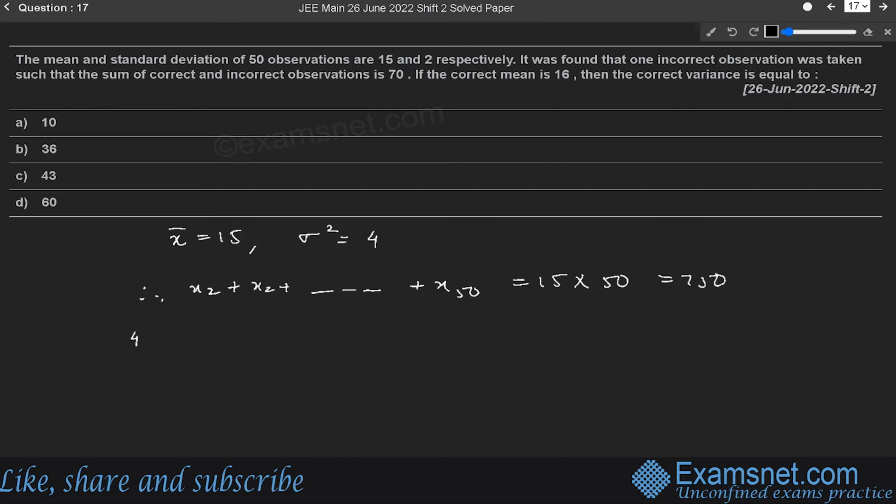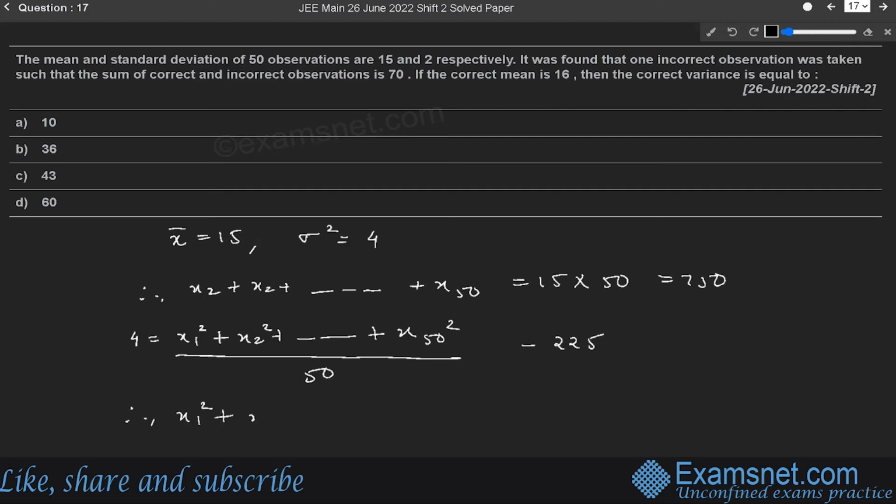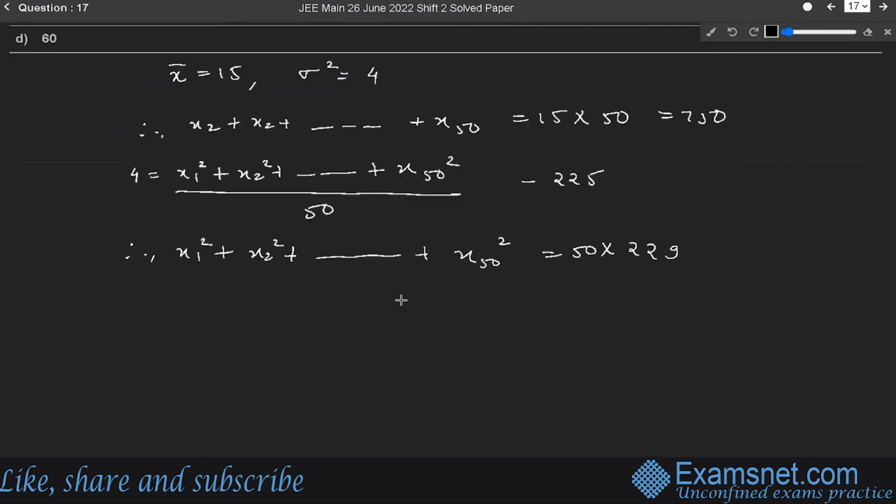Therefore, x1 plus x2 plus so on up to x50 is equal to 15 into 50, which is equal to 750. So 4 will be equal to (x1 square plus x2 square plus so on up to x50 square) divided by 50, because there are a total of 50 observations, minus 225, which is the square of 15. Therefore, we can write x1 square plus x2 square plus so on up to x50 square will be equal to 50 into 229.